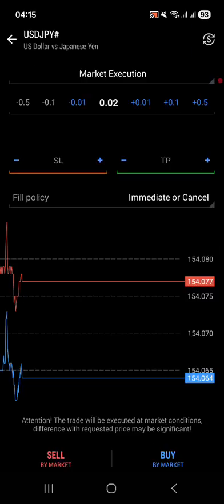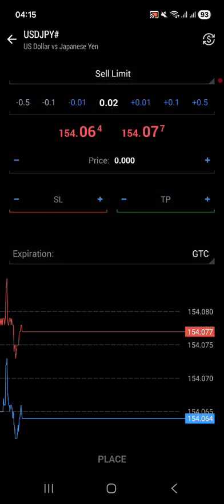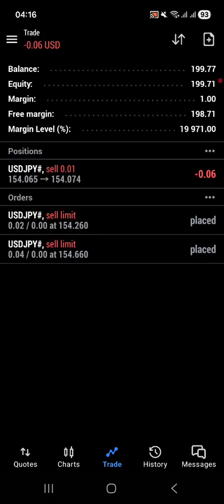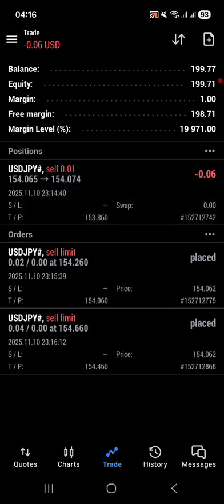That's hedge level 1. Let's do hedge level 2. Sell. Double the lot size of hedge level 1. Hedge level 2 is 40 pips against hedge level 1. So hedge level 1's at 26. 40 pips against that is 66. Right? 154.66. And I give myself a 20-point take profit. So that's 46. So it's hedge level 1 and 2 placed.